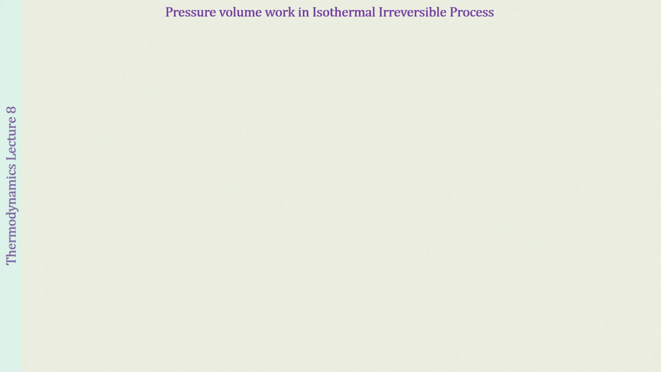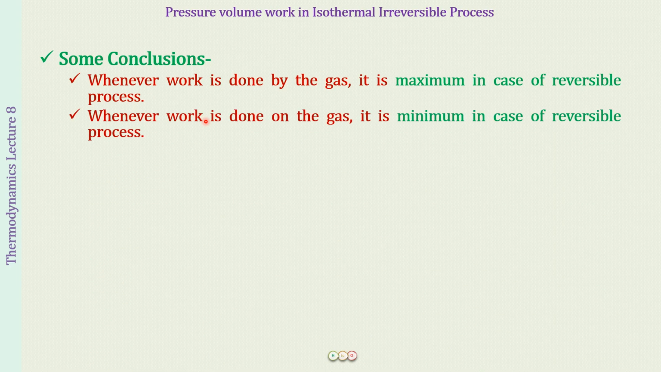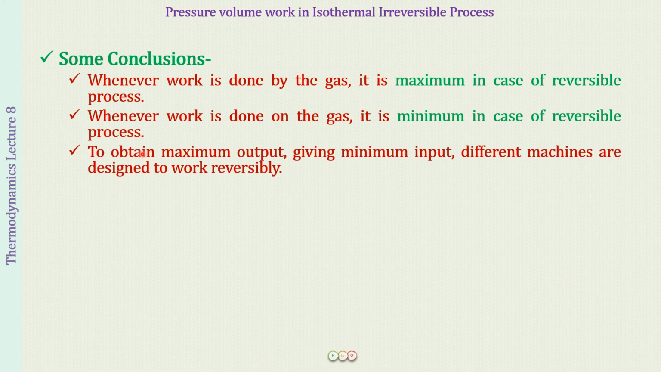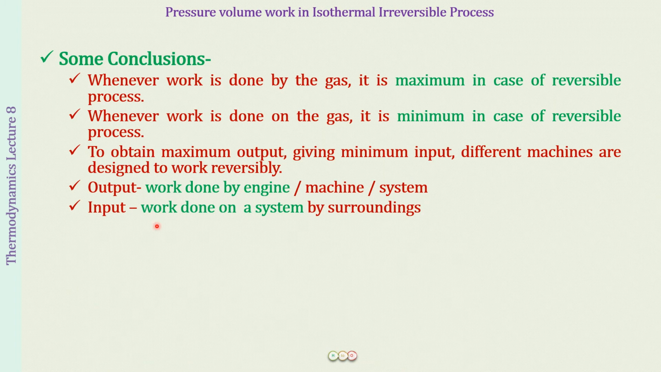So before I conclude, I'm just going to put down some important conclusions. Conclusion number one is, whenever work is done by the gas, it is going to be maximum in case of the reversible process. Whenever work is done on the gas, it is minimum in case of the reversible process. To obtain maximum output, giving minimum input, different machines are designed to work reversibly. Output is going to be work done by the engine, machine or the system, and input is going to be work done on the system by the surroundings.